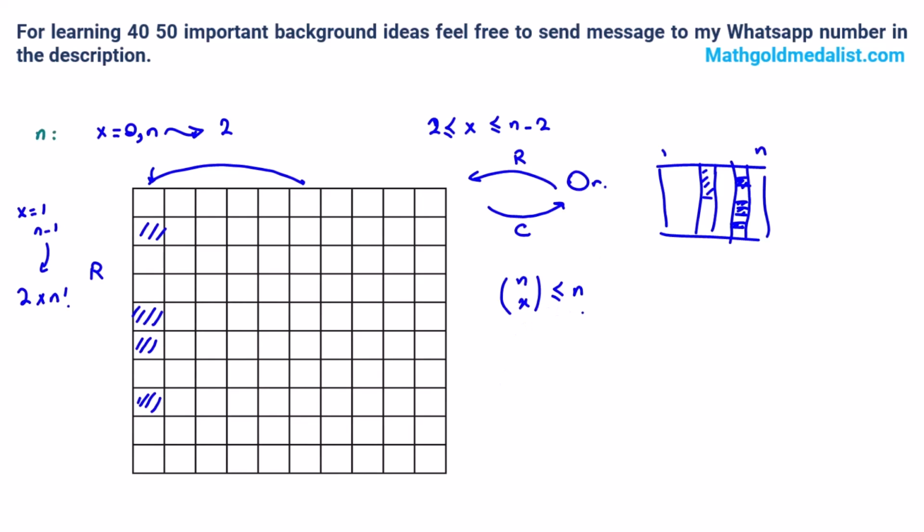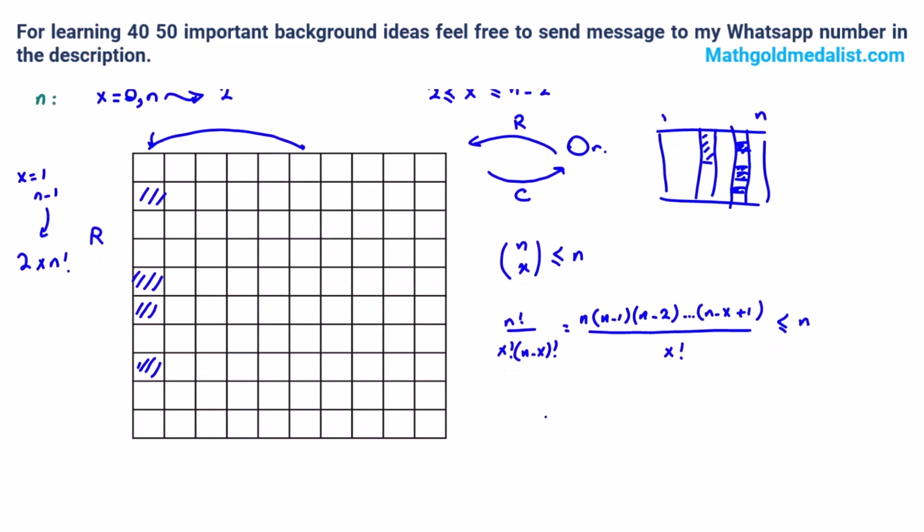So now I want to prove it cannot be correct for x from 2 to n minus 2. How? I know n choose x is n factorial over x factorial times n minus x factorial. And then I can say, okay, it's n times n minus 1, n minus 2, down to n minus x plus 1, if we cancel n minus x factorial, over x factorial, less than or equal to n. Now we can say n times n minus 1, n minus 2, down to n minus x plus 1, is less than or equal to n times x minus 1 times 2.